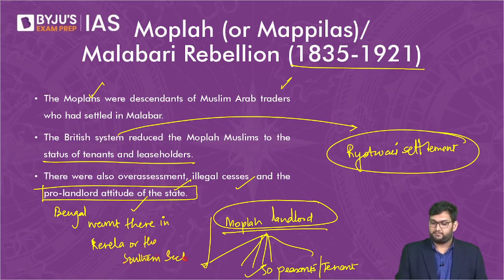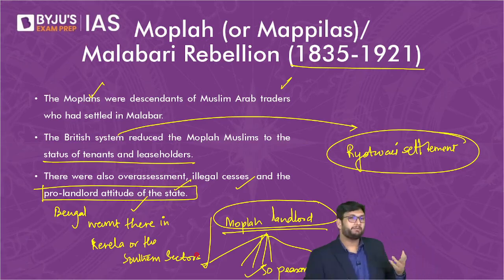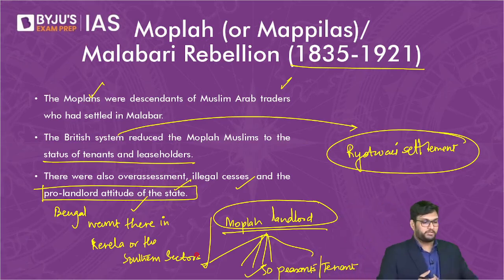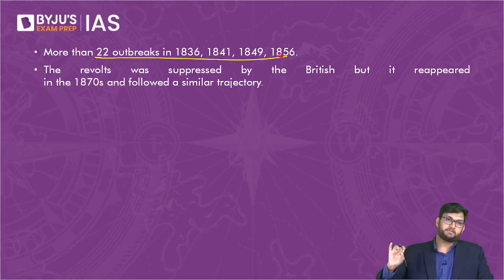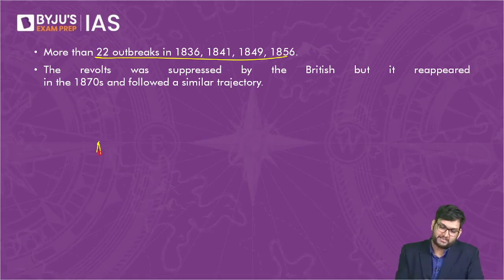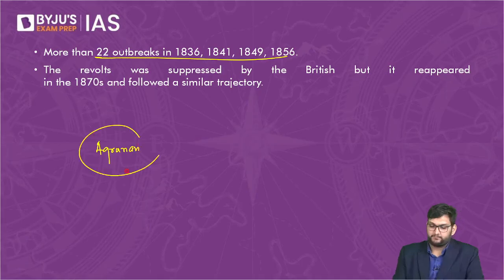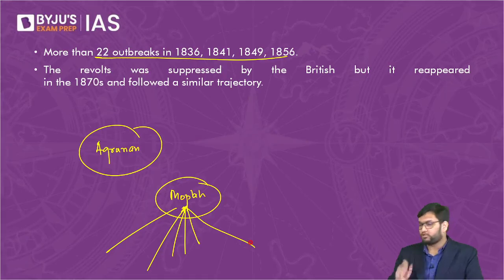So they will say that we also want the same type of treatment which you gave in permanent settlement. So the Moplas, 22 different outbreaks will happen between 1836 until 1921, and the British will more or less suppress it, but it will again reappear. So the Moplas, very simple. See, in the agrarian structure of this sector, the Moplas are very big peasantry, and they have multiple tenants and peasants under them. So they hold a lot of power.